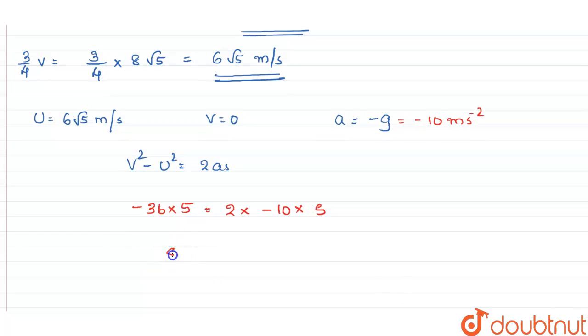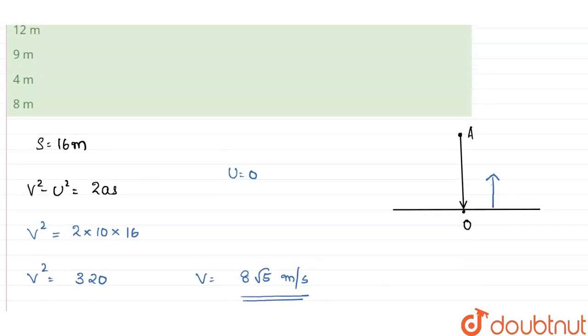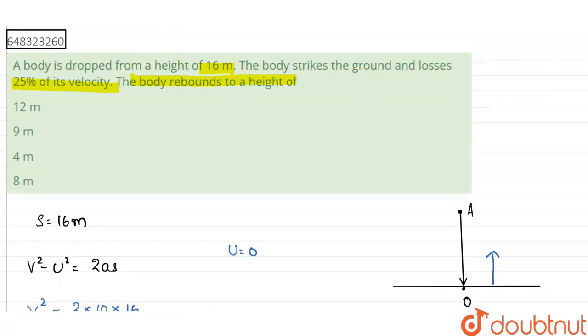So s would be equal to 36 into 5 divided by 2 into 10. Cancelling this 5 and 10, we get 2. 2 into 2 is 4. So 4 and 36 cancel out to give 9 as the answer. So 9 meter is the answer. The ball bounced back to a height of 9 meter from the ground. So our correct answer is the second option, 9 meter.